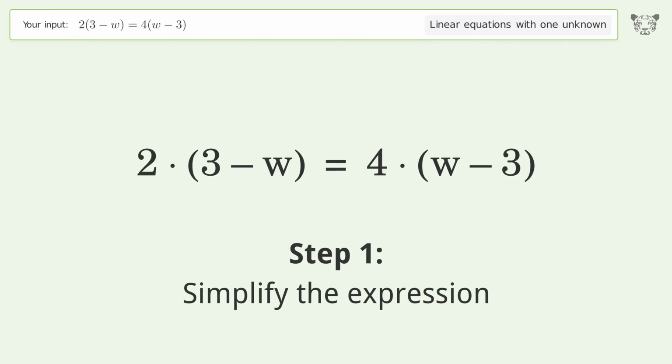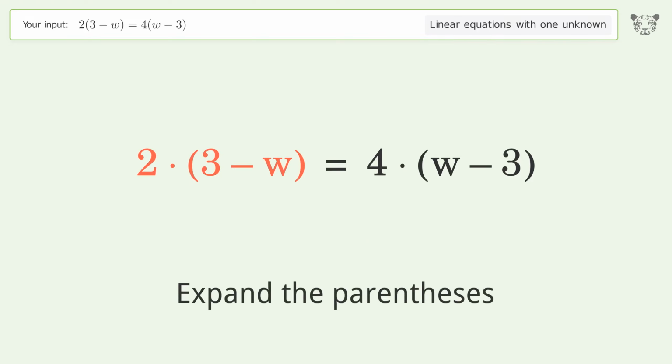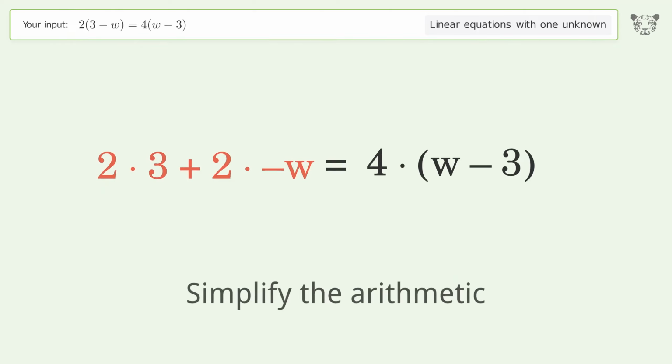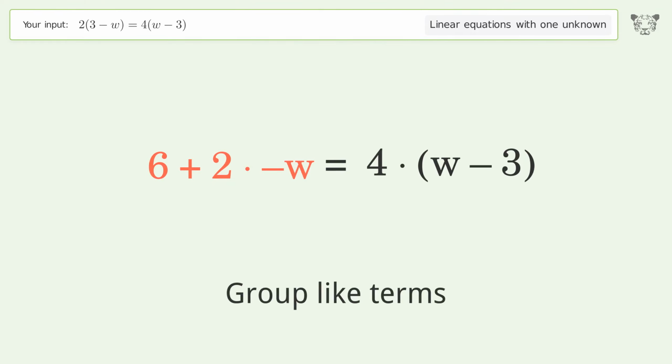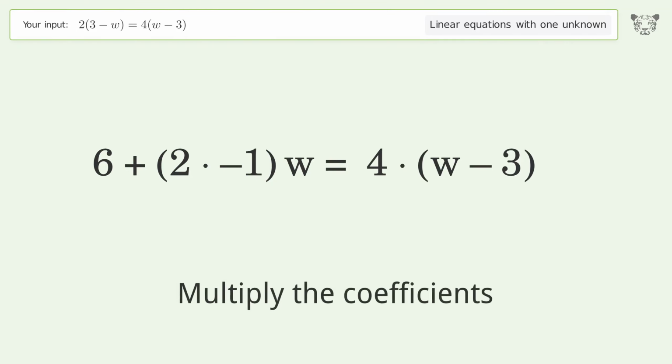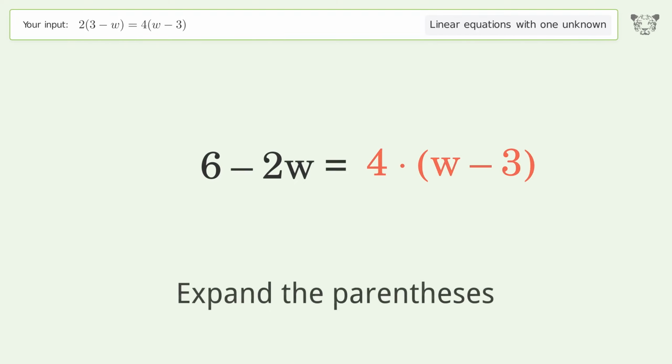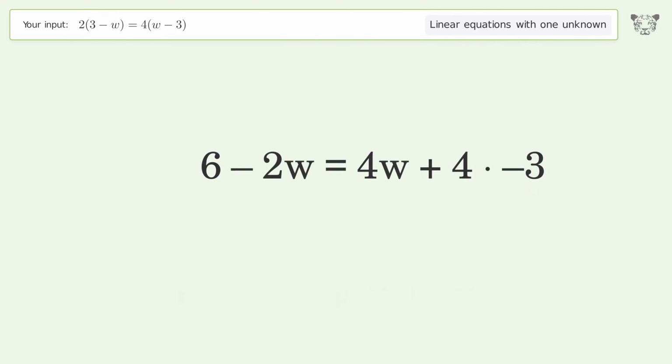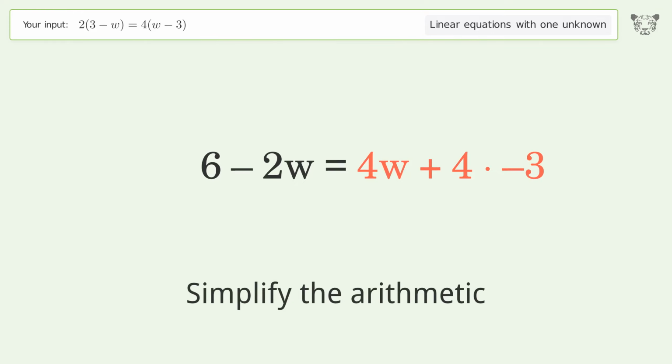Simplify the expression. Expand the parentheses. Simplify the arithmetic. Group like terms. Multiply the coefficients. Expand the parentheses. Simplify the arithmetic.